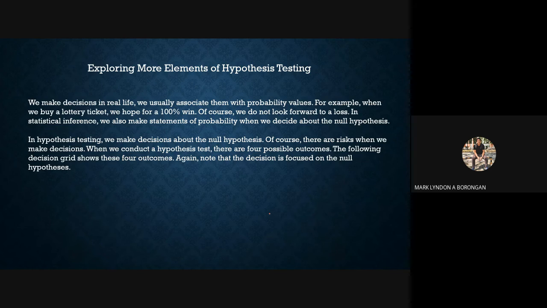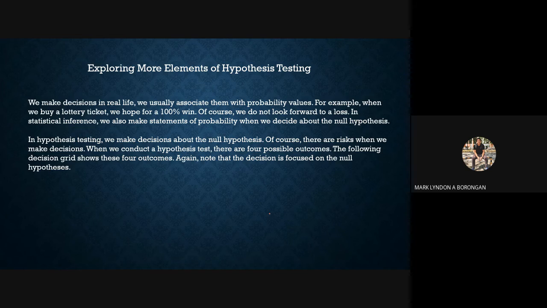So in exploring more elements of hypothesis testing, when we make decisions in real life, we usually associate them with probability values. For example, when we buy a lottery ticket, we hope for 100% win. Of course, we do not look forward to a loss. So in statistical inference, we also make statements of probability when we decide about the null hypothesis.